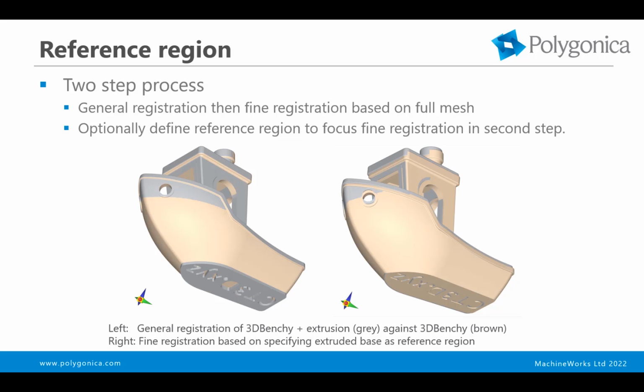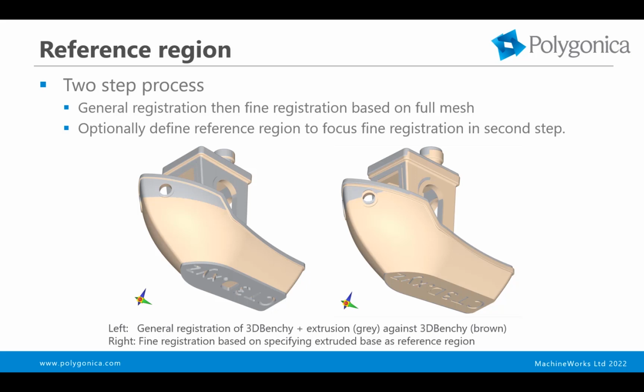So you can see the two images of 3D Benchy below. I'll actually demonstrate this later on. You can see the grey model is the model that's going to be registered, and I've extruded the bottom face, so it's sticking out below the model. On the left hand side that's just a general registration, and the fit is pretty good, but it has pulled the result down a bit because it's kind of averaged it out over the whole model, and there's that extra bit at the bottom.